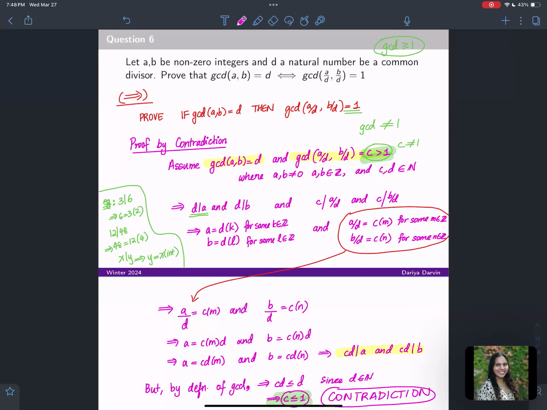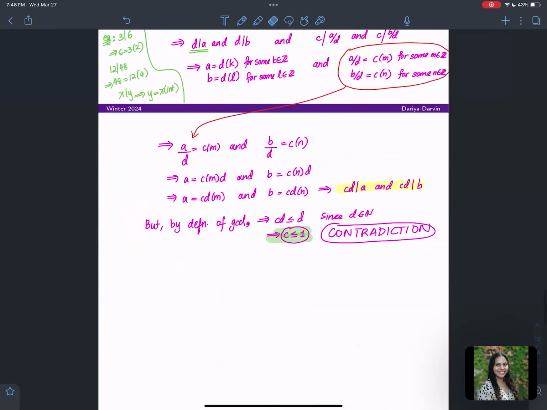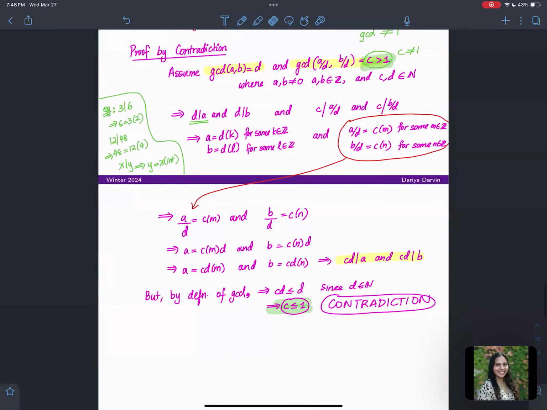So here what we just showed is that D is the biggest common factor. If you divide by D and you still end up having something in common, that can never happen. Because if you have something in common after you divide it by D, then D is not the biggest common factor. So that's where you get the contradiction. Any doubts in this side of the proof?